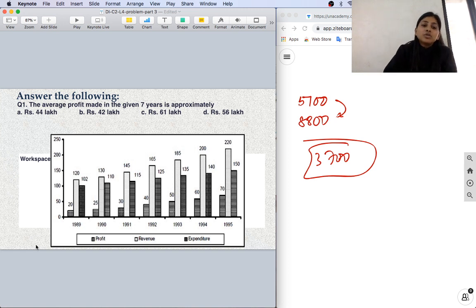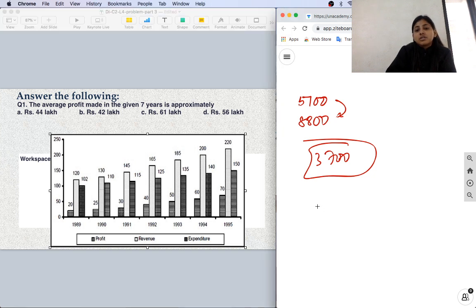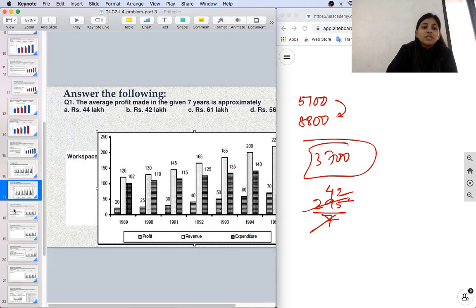For the average profit, we can take 20, 25, 30, 40, 50, 60, 70. What is that going to be? 70 and 60 is 130, 180, 220, 250 and 295. So 295 divided by 7 years. What will that be? 7 4s are 28, 7 2s are 14. So it's approximately 42 lakhs, option B. Next question.